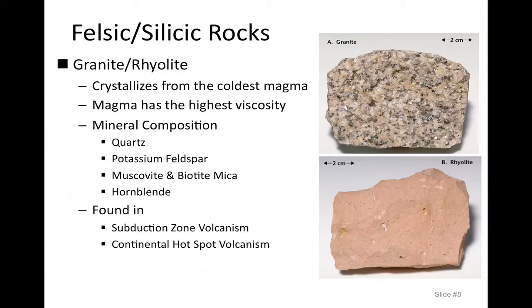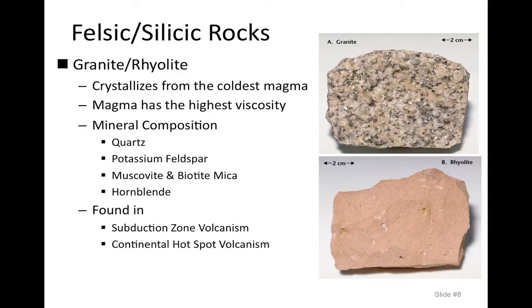It's crystallizing from the coldest magma, so it has a very hard time squeezing to the surface. In fact, it's got the highest viscosity as well, because of the cold nature of the magma, but also because of its chemical composition. Viscosity is affected by both composition and temperature, and we'll talk about that more in a separate lecture segment. But these rocks are found in subduction zone volcanism, and definitely found in continental hotspot volcanism as well.